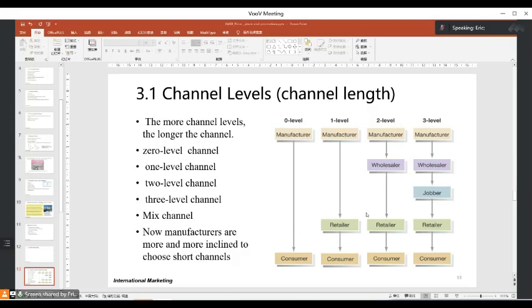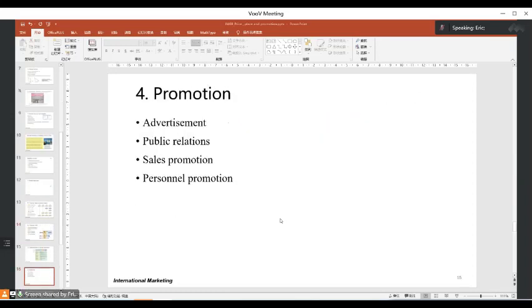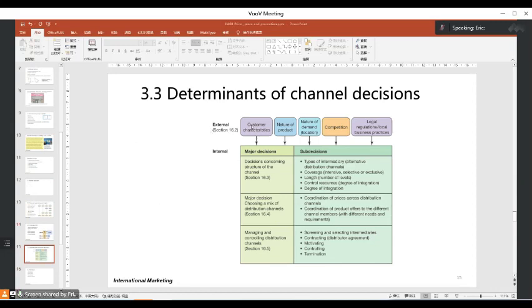So in reality, which type of channel you want to choose depends on so many factors. About customer characteristics: if the customers are located all over the world, all over the country, you can't find just one company to be the only retailer. You should choose more. And about the product, whether it is fruit or meat, you should pay attention to the product feature. Then location, competition.